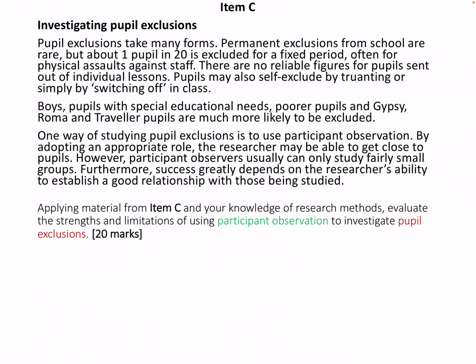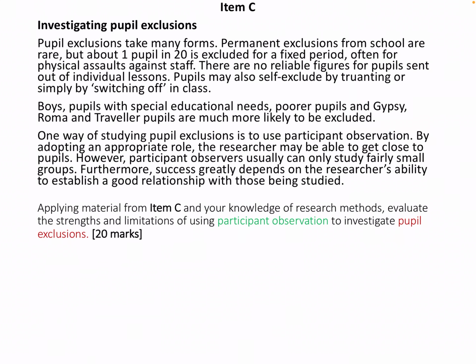Boys, pupils with special educational needs, poorer pupils, and Gypsy, Roma and Traveller pupils are much more likely to be excluded. One way of studying pupil exclusion is to use participant observation. By adopting an appropriate role, the researcher may be able to get close to pupils. However, participant observers usually can only study fairly small groups. Furthermore, success greatly depends on the researcher's ability to establish a good relationship with those being studied.